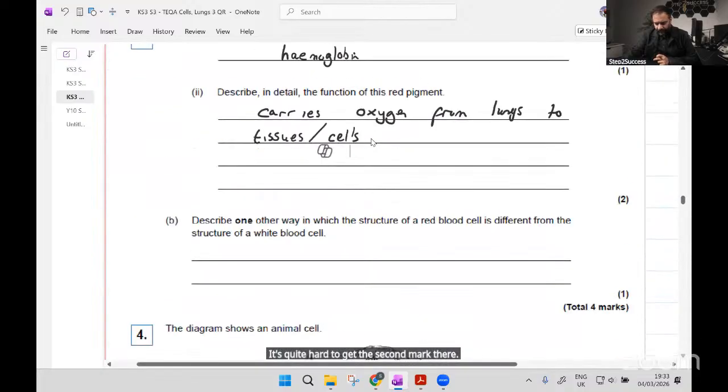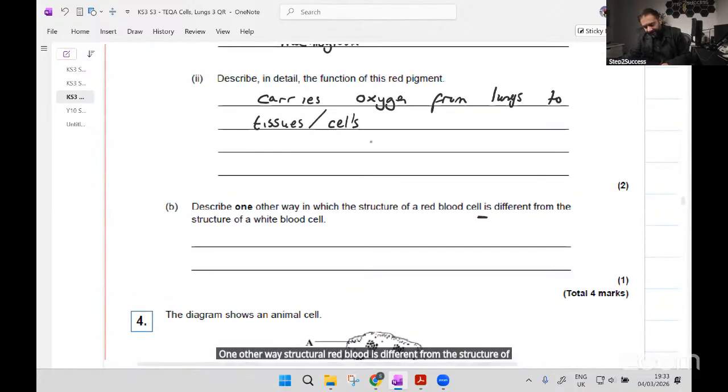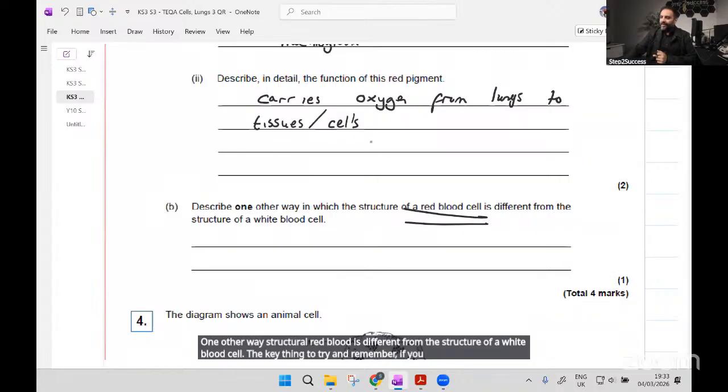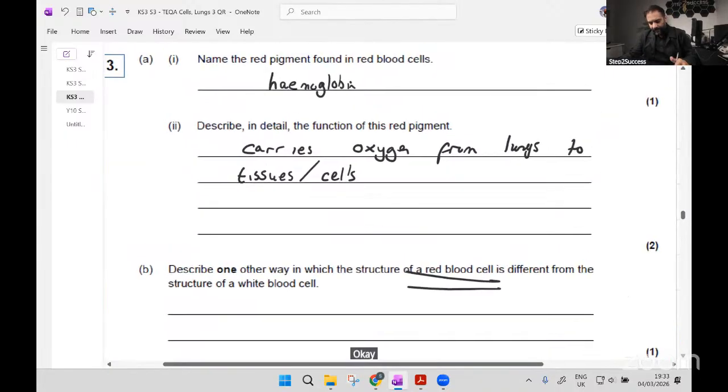One other way in which the structure of a red blood cell is different from the structure of a white blood cell. The key thing to try and remember, if you remember nothing else, is that red blood cells do not have a nucleus. Okay. Sorry, I'll write that clear.